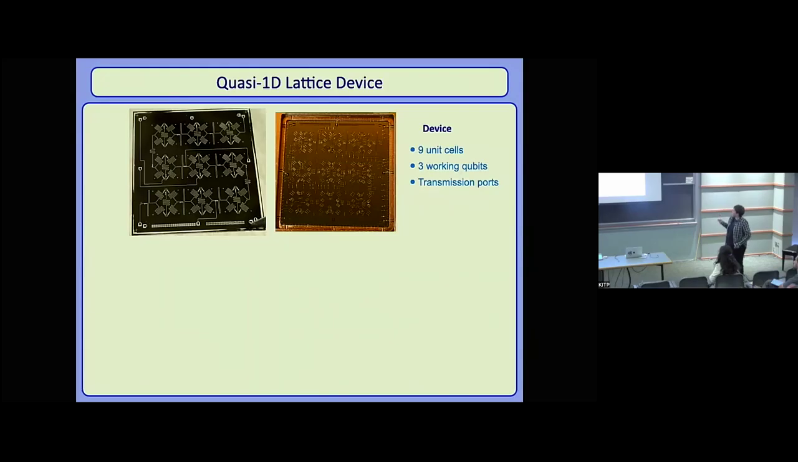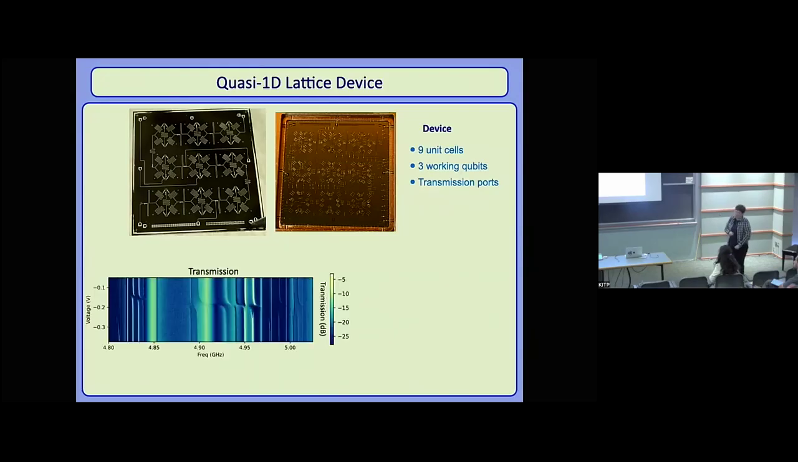And so we cooled it down, and this is the kind of thing that we see. Let me walk you through this a little bit, because we're going to be looking at data like this quite a bit. What we are doing here is transmission spectroscopy, sending a microwave photon in a coherent state in on one side and looking at how much we get out on the other side. And we see a series of peaks which should correspond to the normal modes of this lattice.